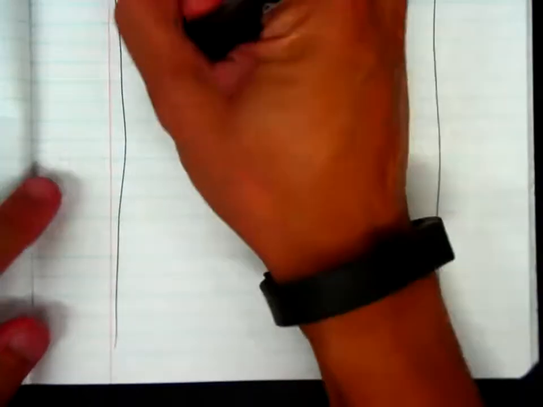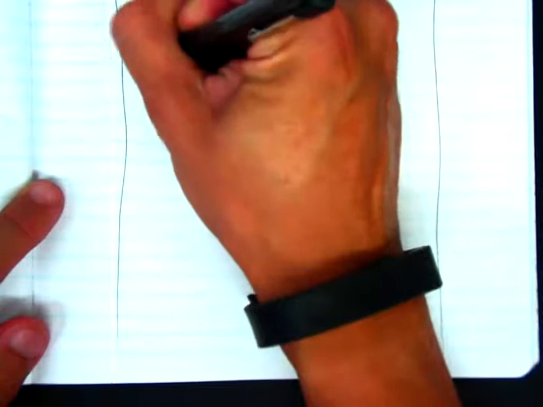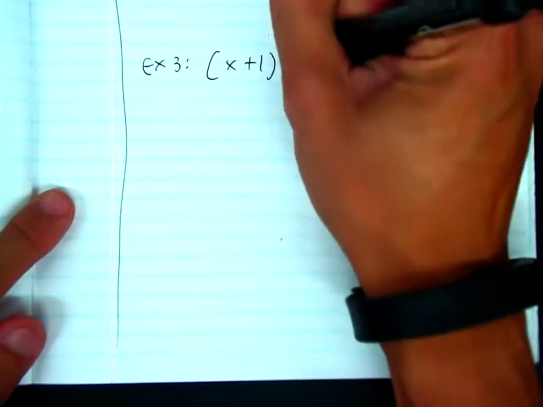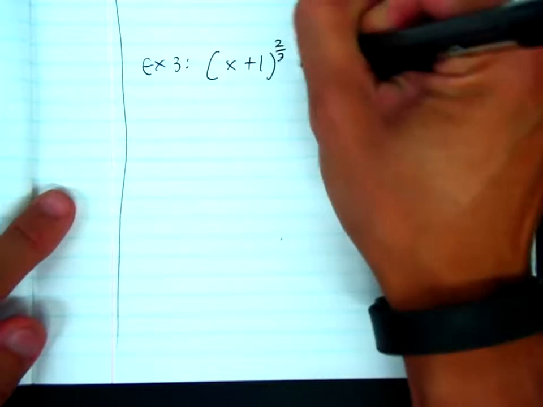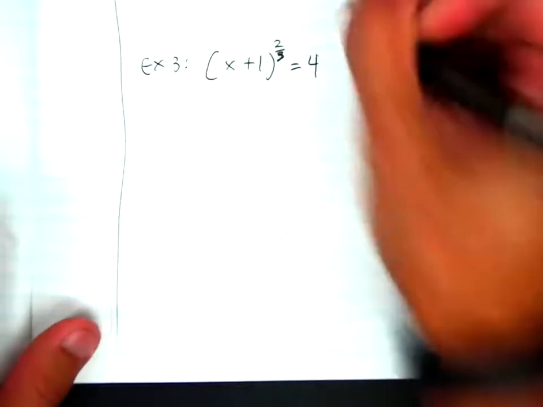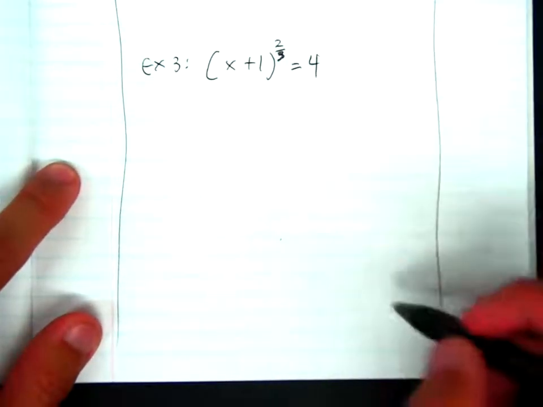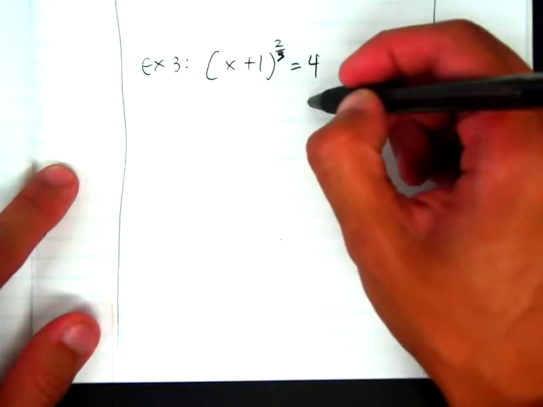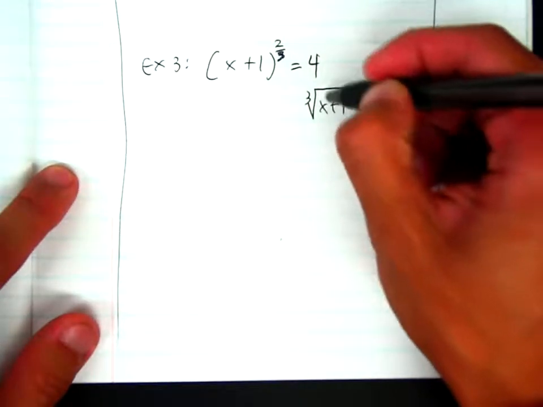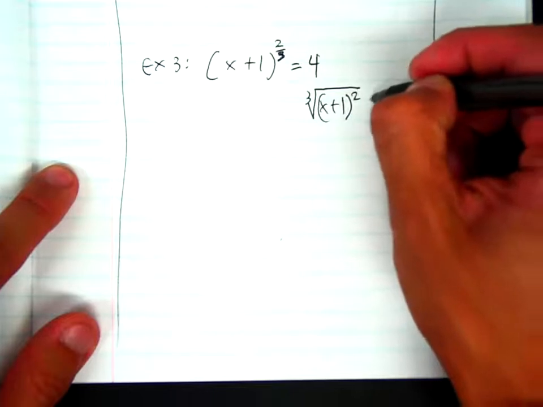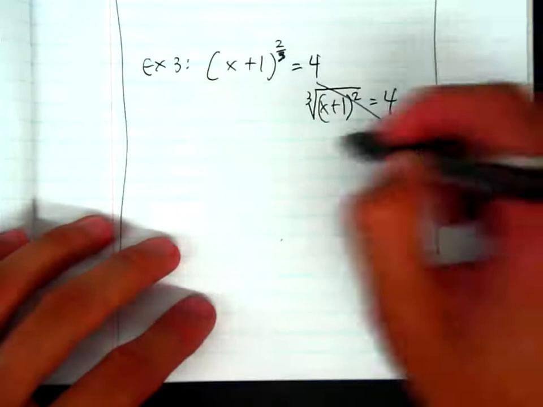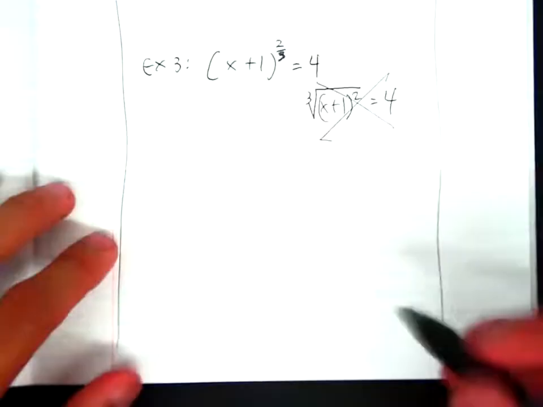Okay, so example 3, we'll write it in a different way. It's technically still a radical problem, but it's written as a fractional exponent. Really, if I wanted to write this as a radical, it's up to you, but you could write it as the cube root of x plus 1 squared equals 4. You could do it that way and solve that way. I'm not going to do it that way. I'm actually going to do it this way.